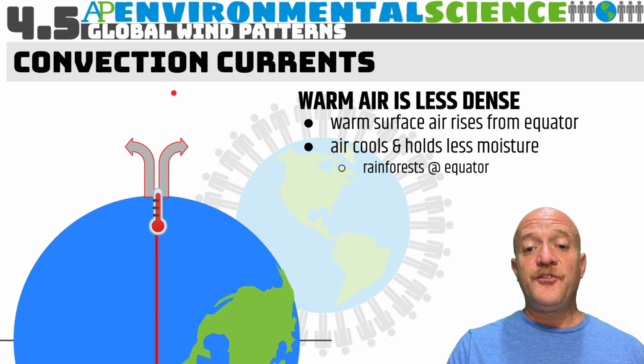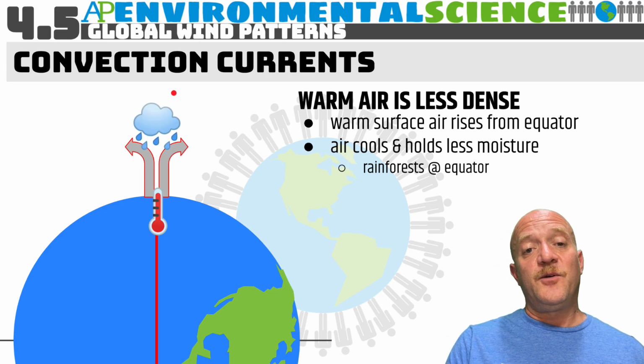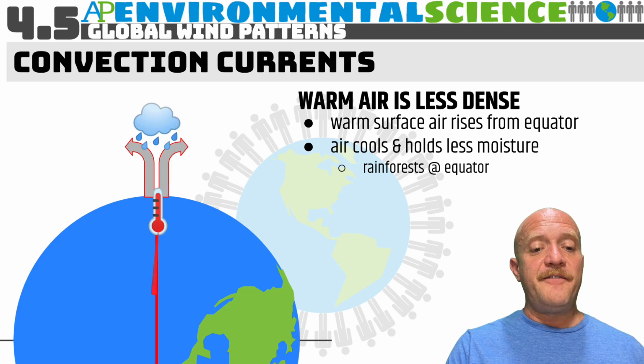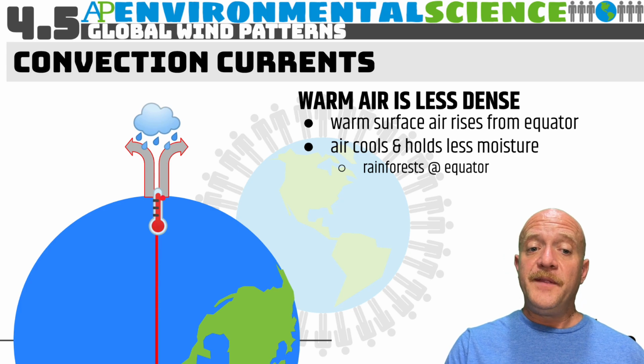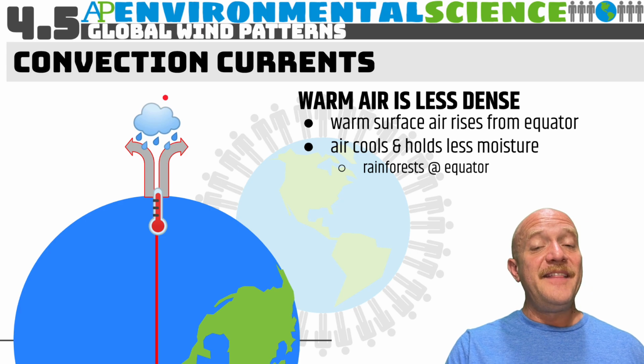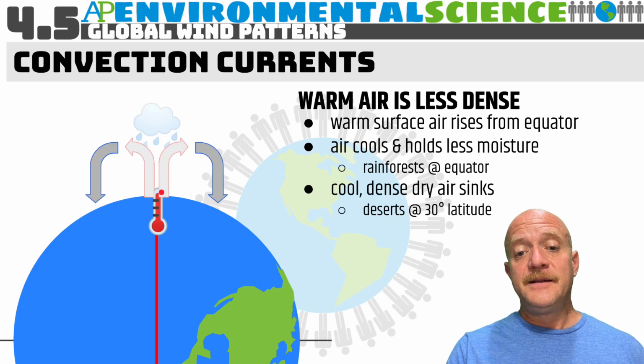The air is going to cool and then hold less moisture. So when it cools, it holds less moisture and it falls back as rain. That is why the majority of the rainforests found on Earth are found at the equator. Because this is getting a lot of solar energy, the air is rising, then it's cooling and losing its moisture, and then that water is falling right back down where it came from.